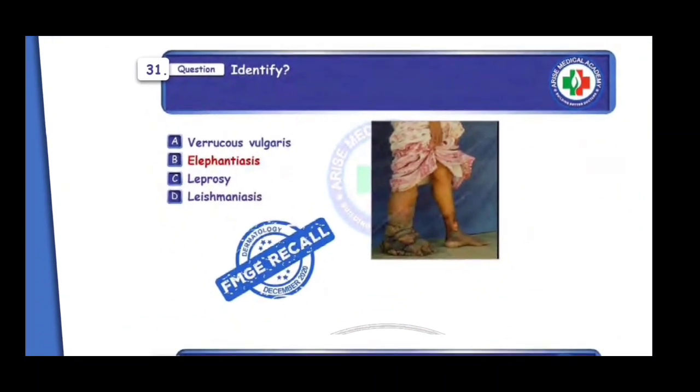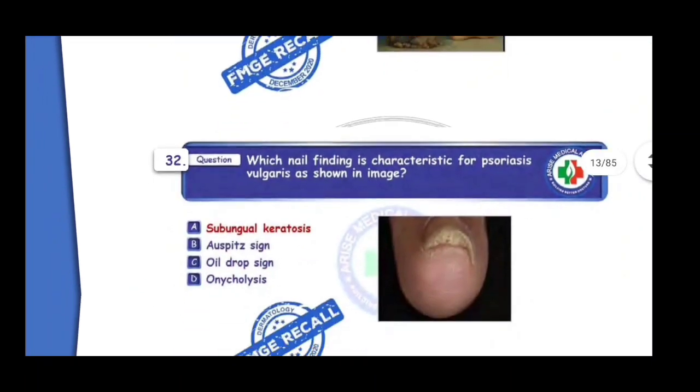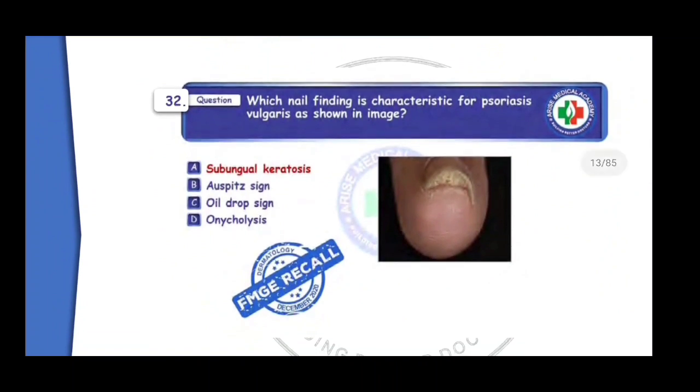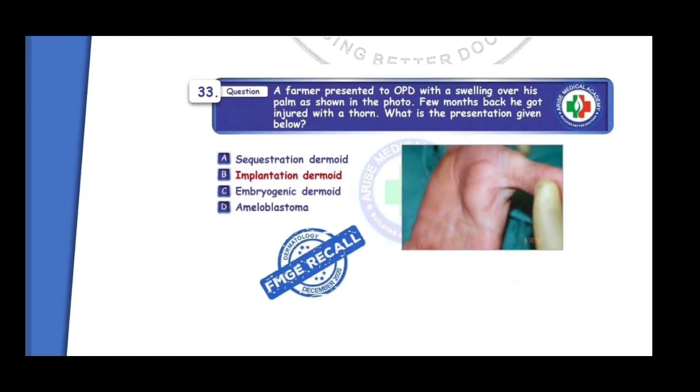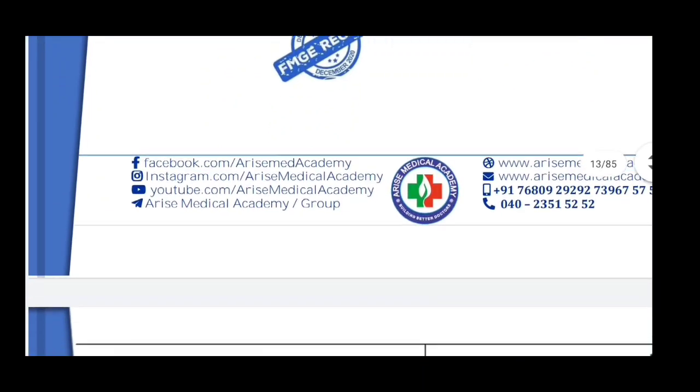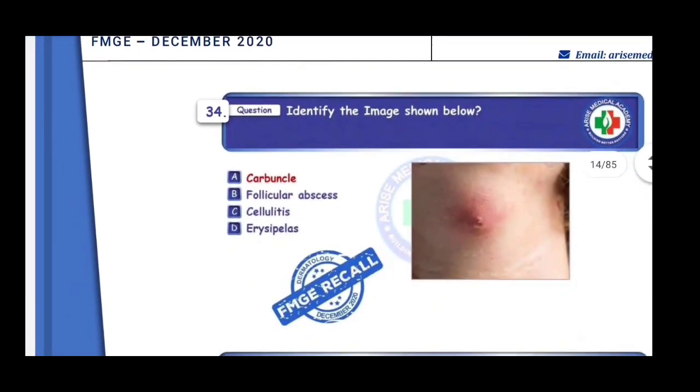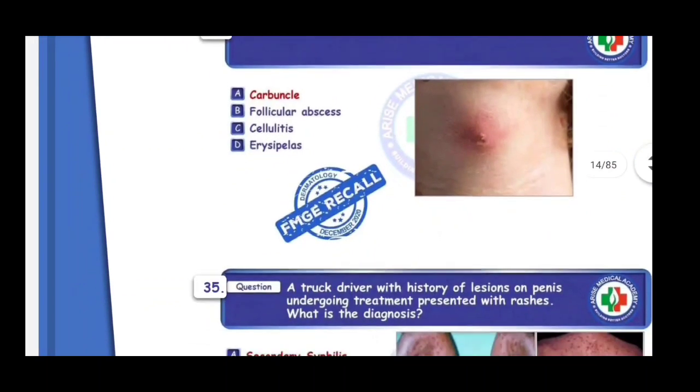Identify. So this is elephantiasis. Which nail finding characteristic of psoriasis vulgaris is shown in the image? So this is subungual keratosis. Next one, a farmer presented to OPD with a swelling over the palm as seen in the photo. A few months back he got injured with a thorn. What is the presentation given below? So this is implantation dermoid. Next one, identify the image shown below. So this is carbuncle.